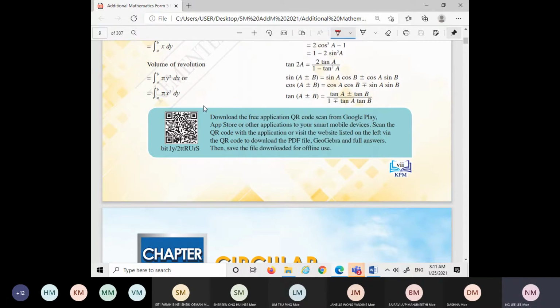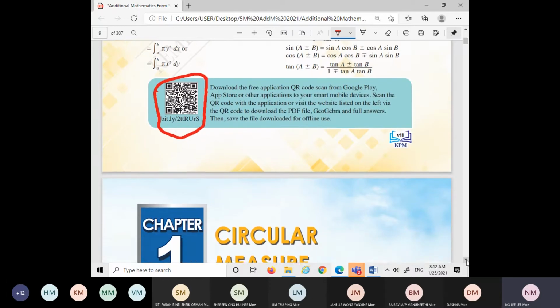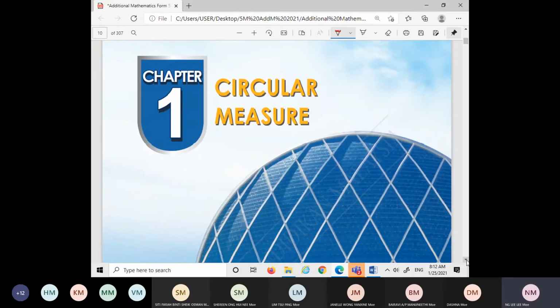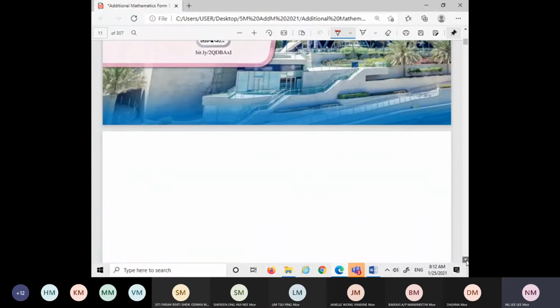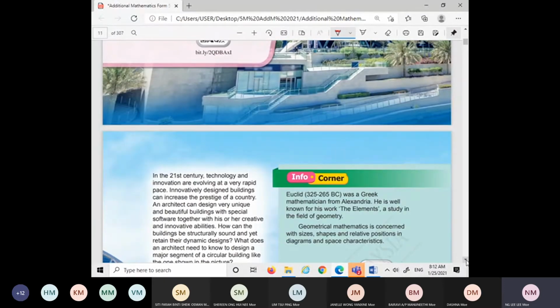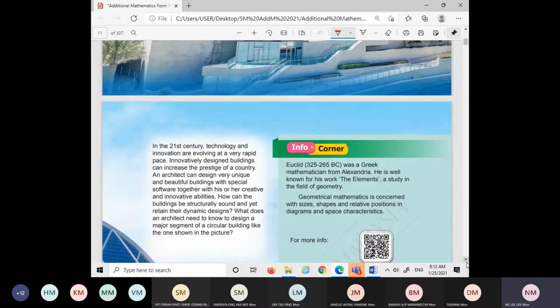Okay, so remember, this is under formula. This QR code can give you the full solution of any question in your textbook. Okay, then we go down. Today we will start circular measure. Before we start the chapter, I want you to recall back.